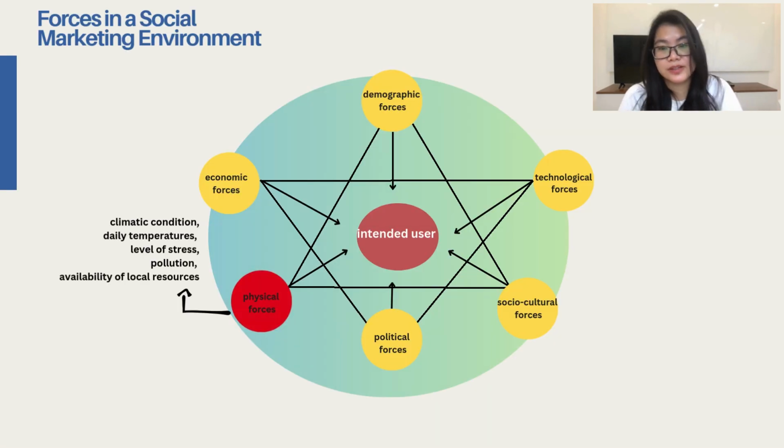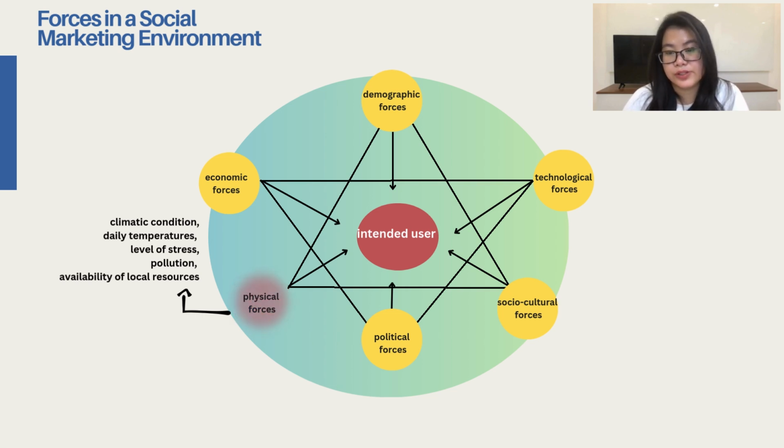The next one is the physical forces. In the social marketing environment, these are the tangible environmental and infrastructural factors that can influence the behavior of the individuals and groups. These forces can impact how people access services, products, or engage in specific behaviors, and understanding them is very crucial for developing effective social marketing strategies. So these are the examples of physical forces: the climate condition, the daily temperatures, level of stress, pollution, availability of local resources.